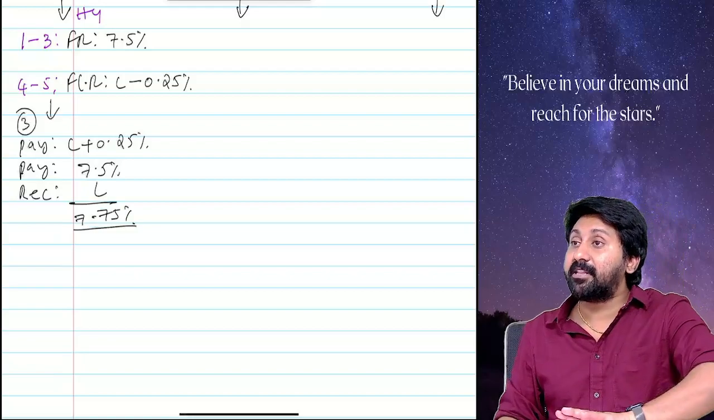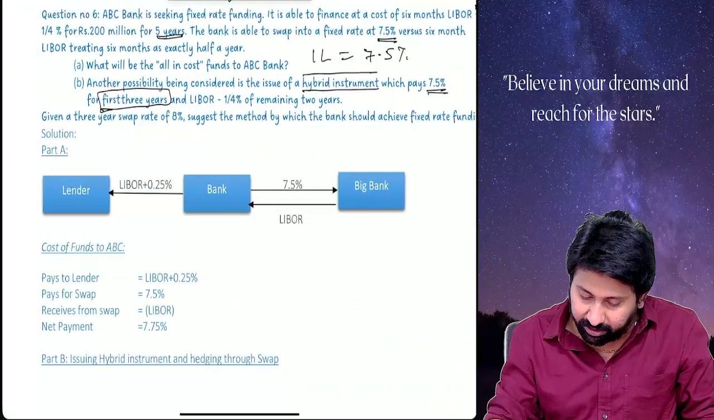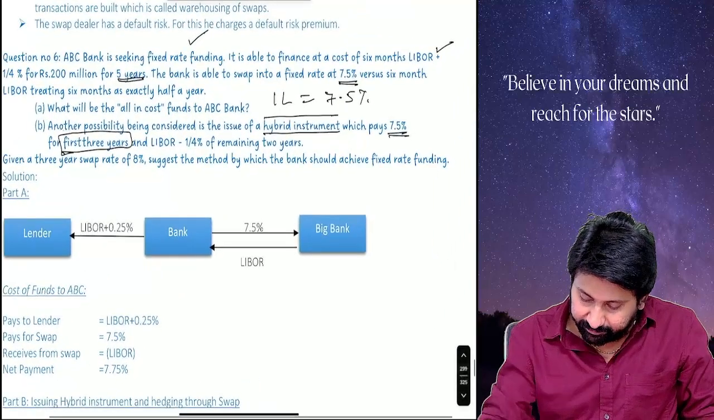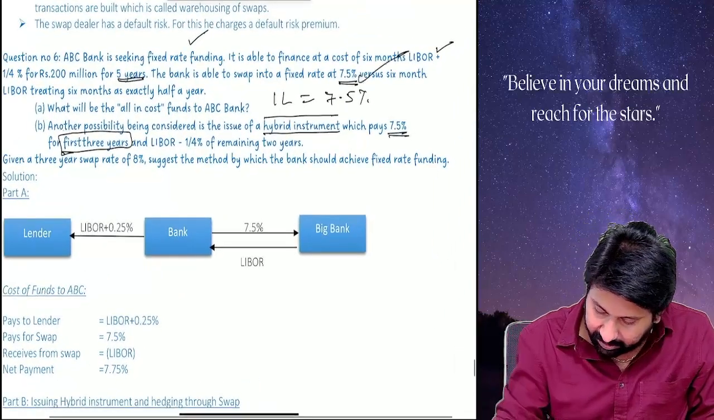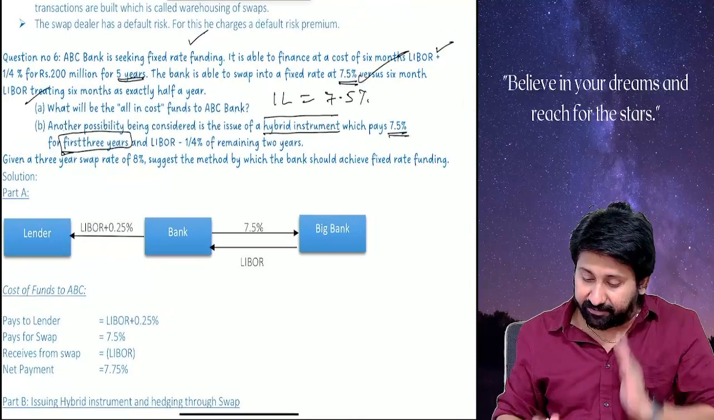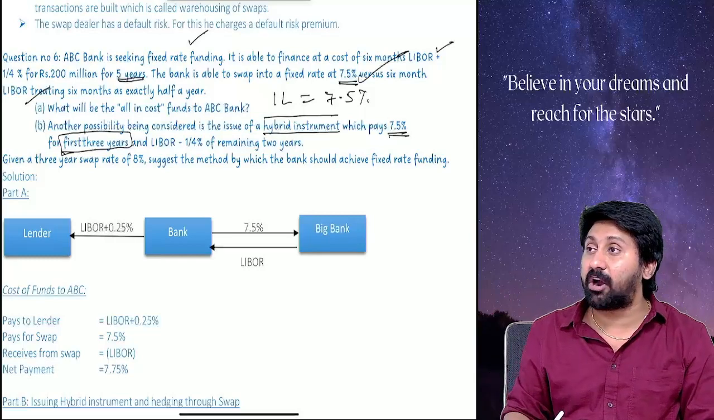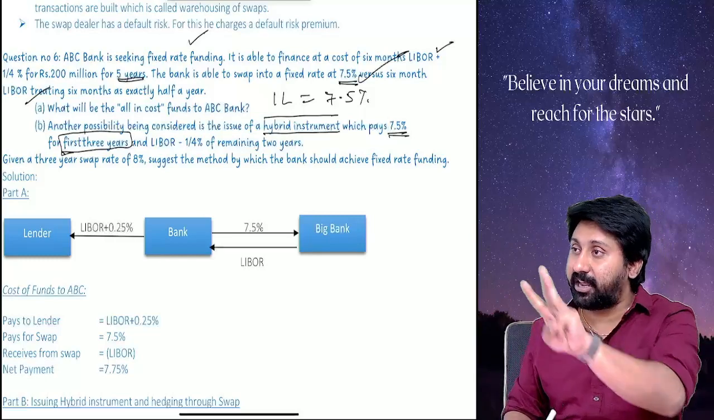This is already done. Yes, sir. Previously, this is done for an overall total of 5 years. Correct? Overall, how many years? 5 years. This is what he has given here. 7.5% will be exchanged. Okay? Here, the hybrid exchange of 7.5 to the Libor is not for the full 5 years. It is only for 3 years.